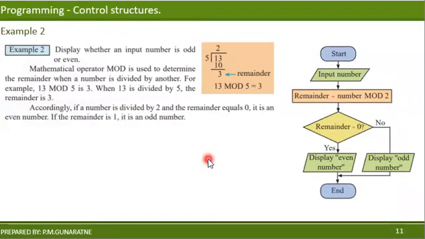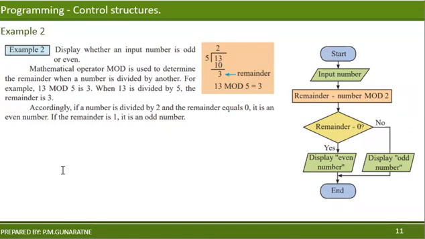Example number 2. So what is the question here? Display whether an input number is odd or even. So what we have to display? Whether the number input by the user is an odd number or an even number. Now try to understand how you distinguish whether it is an odd number or an even number.